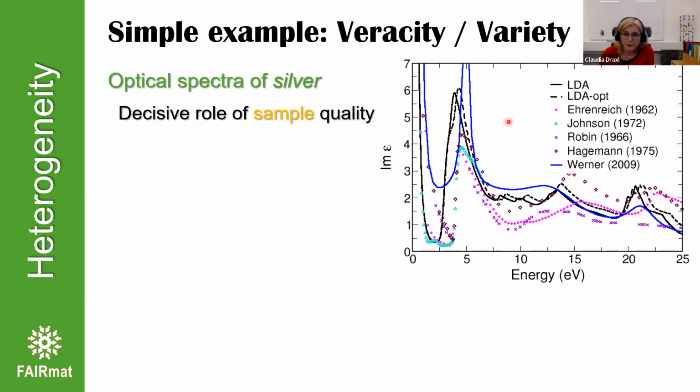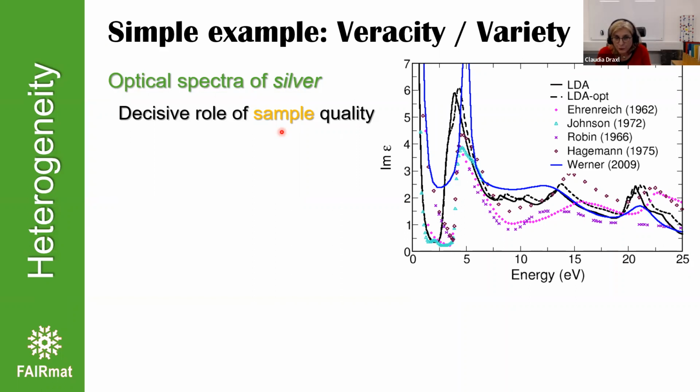And then we have to deal with, let's say, two main aspects. One is that obviously what people call silver is not always the same. So there is a lot of impact that comes from the quality of the sample. There could be contamination, there could be defects, there could be whatever. And the other aspect comes along with the measurement.